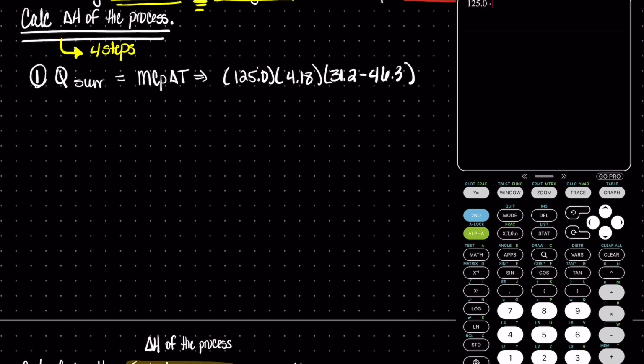125.0 times 4.18 times, open your parentheses, 31.2 minus 46.3, close those parentheses. That gets you the Q of the surroundings to be equal to negative 7,889.75 joules. Don't forget your units.